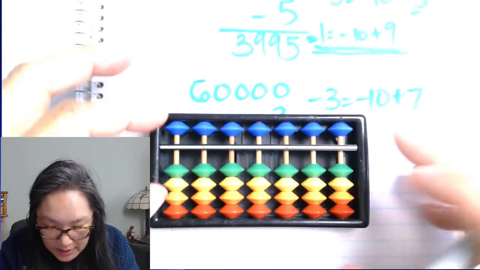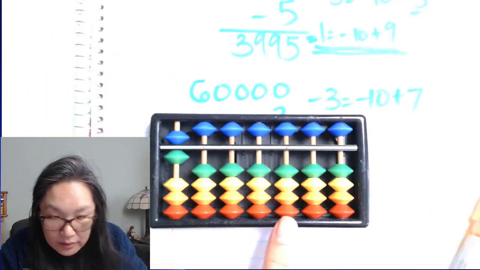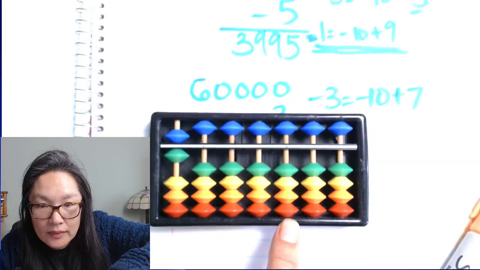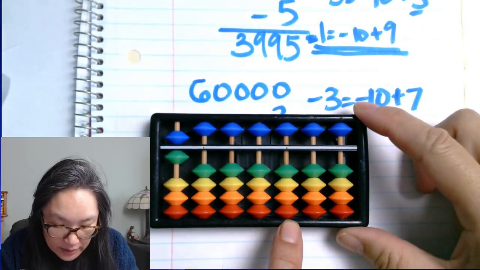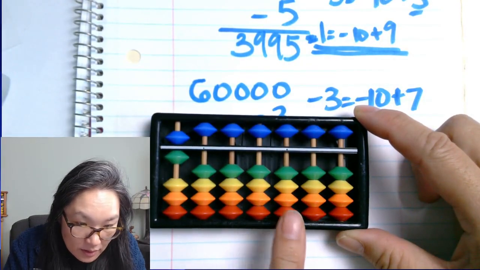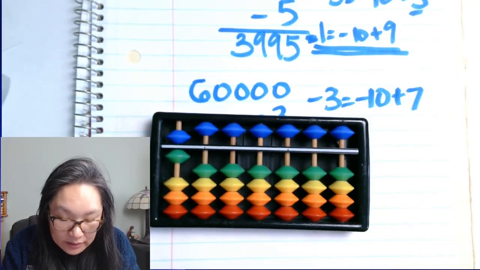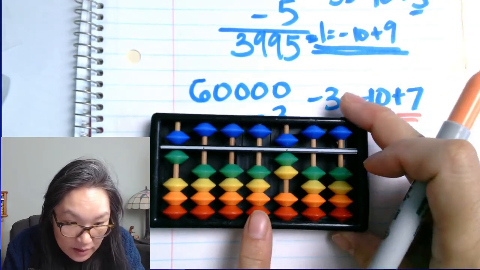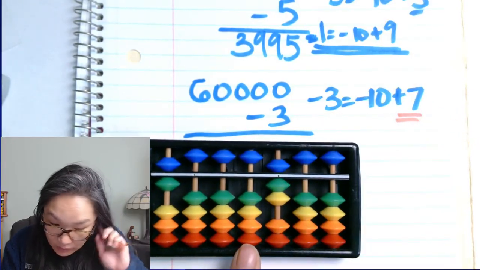Okay, so let's do 60. 6, 0, 0, 0, 0, and then take away 3. We take away the 3: minus the 3 is minus the 10 plus the 7. I'm going to add the 7 because I don't want to forget it. Then I want to minus the 10. What is it? Can't do it. What do we do?